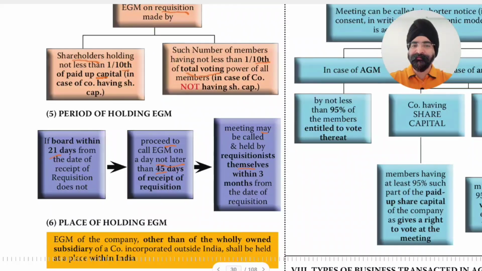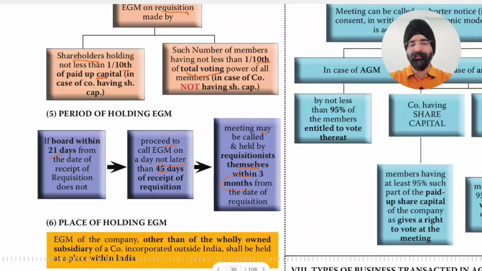So then what will happen? Then a meeting may be called and held by requisitionists themselves within 3 months from the date of requisition. So board had power to convene a meeting within 45 days of requisition. If within 21 days of requisition board does not respond, then the requisitionists themselves can proceed to convene an EGM. That EGM should happen within 3 months from the date of requisition. Total time duration is 3 months from the date of requisition.